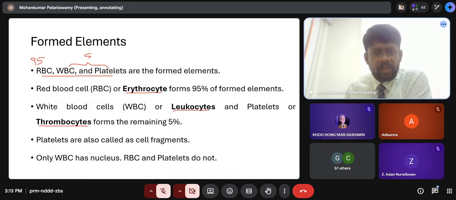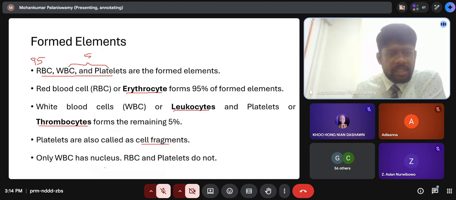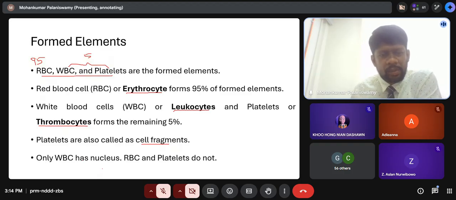Then we saw the other names. The other name for RBC is erythrocyte. The other name for WBC is leukocyte. The other name for platelet is thrombocytes. There is also another name for platelet, called cell fragments. We generally don't use this term. We use either platelet or simply thrombocytes. Then this is additional information: only the WBC has a nucleus, while the RBC and platelet don't have any nucleus.